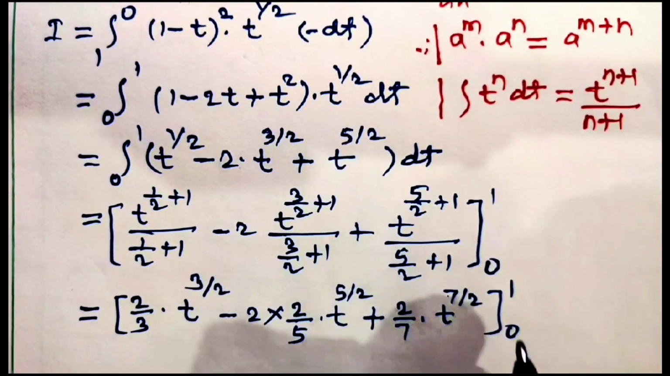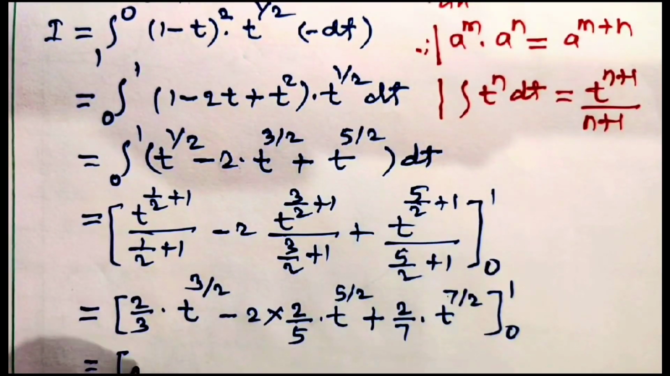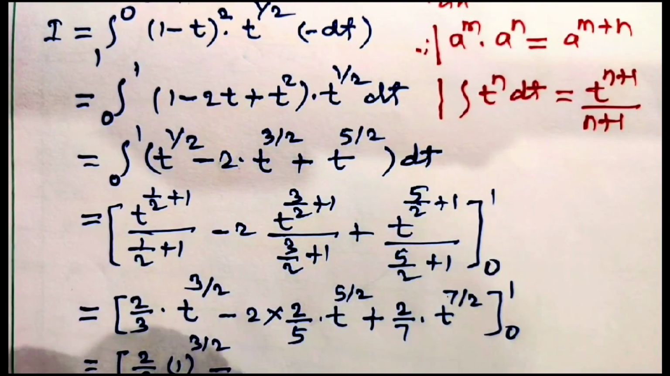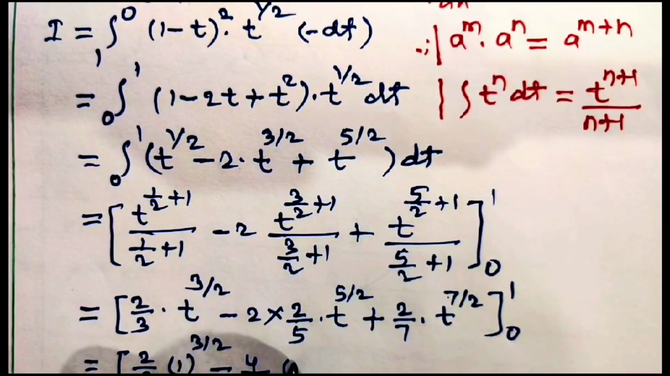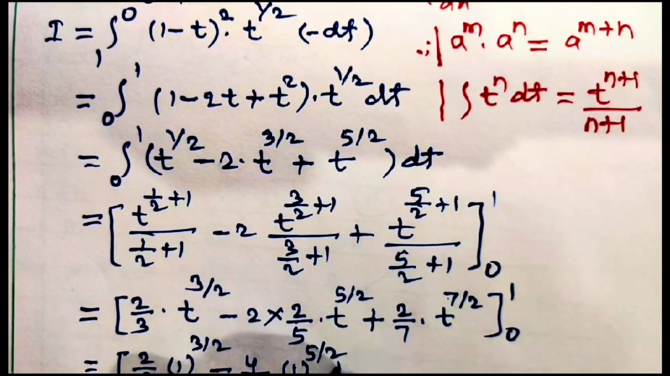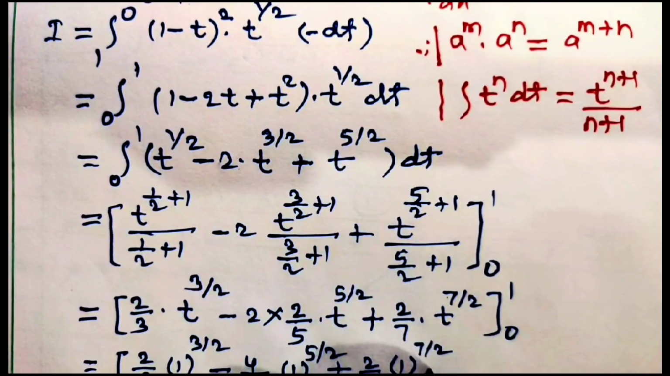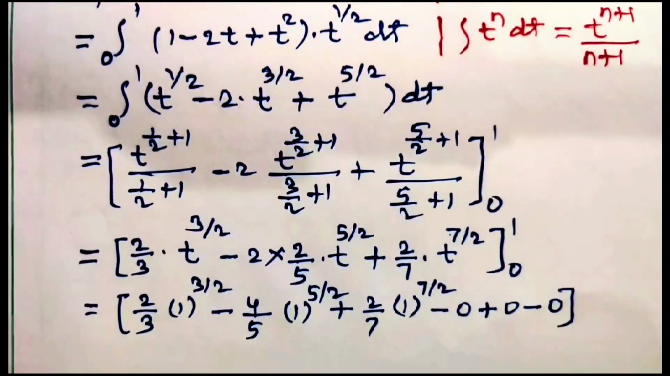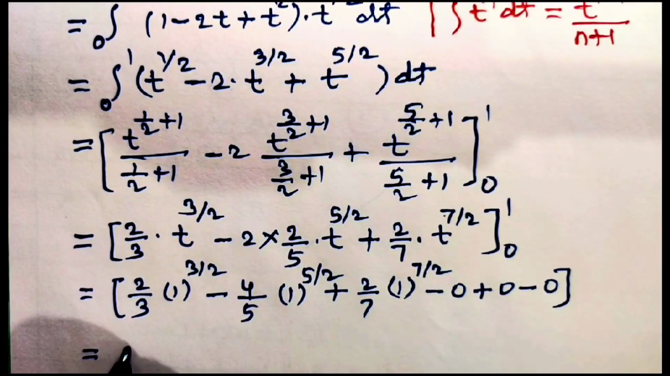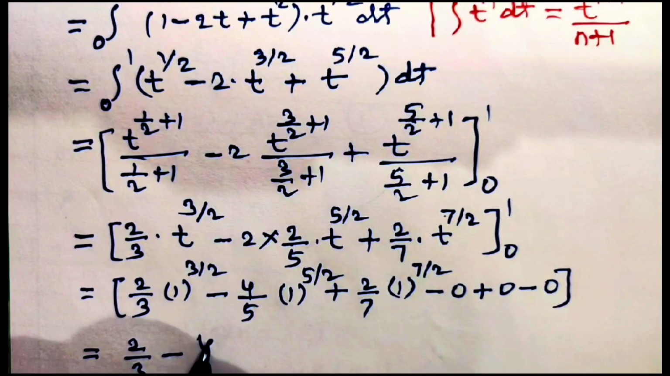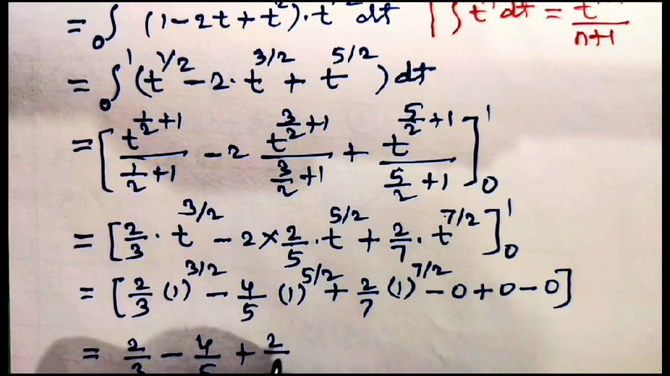Now first substitute upper limit. So this is equal to 2 upon 3 into 1 to the power 3 upon 2 minus 4 upon 5, 1 to the power 5 upon 2 plus 2 upon 7, 1 to the power 7 upon 2. Now if we substitute lower limit 0, all terms become 0. Okay, so simplify this. Hence, this is equal to 2 upon 3 minus 4 upon 5 plus 2 upon 7.